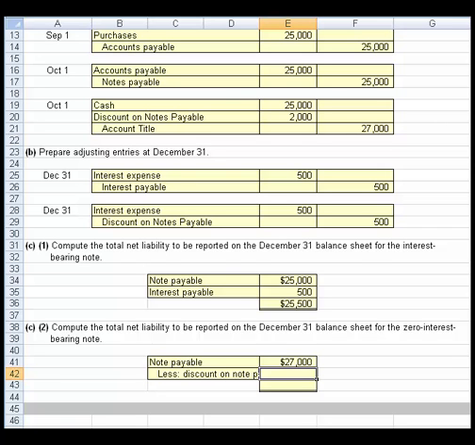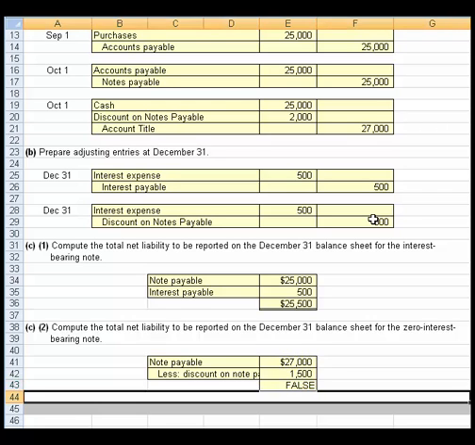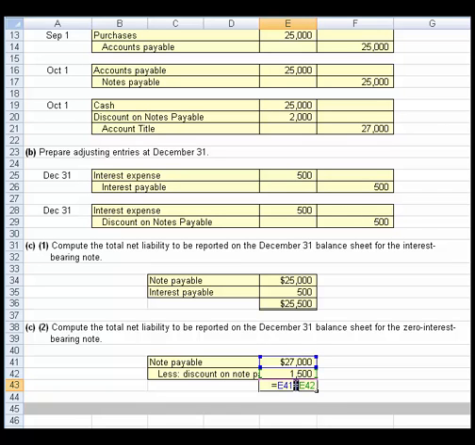Okay, and then the amount of the discount on the note would be equal to what we originally recorded as the discount, which is the $2,000, less the $500 that we amortized. So we've got a $1,500 net amount. And if we take the notes payable less the discount, if I put that formula in there right, that needs to be a minus sign, then we would get $25,500 as the net amount of our liability to be reported on the balance sheet for the zero interest bearing note. And that takes care of this problem, everyone. Thank you.